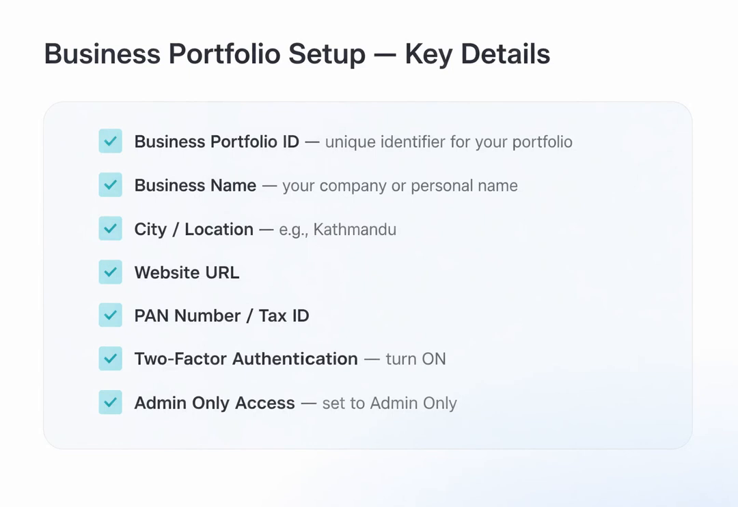Once you're inside the business portfolio setup, there are several important fields you need to fill in carefully. Your business portfolio ID is automatically assigned. That's your unique identifier. Then you'll enter your business name, your city, for example, Kathmandu, your website URL, and your PAN number or tax ID. These details make your portfolio complete and professional.